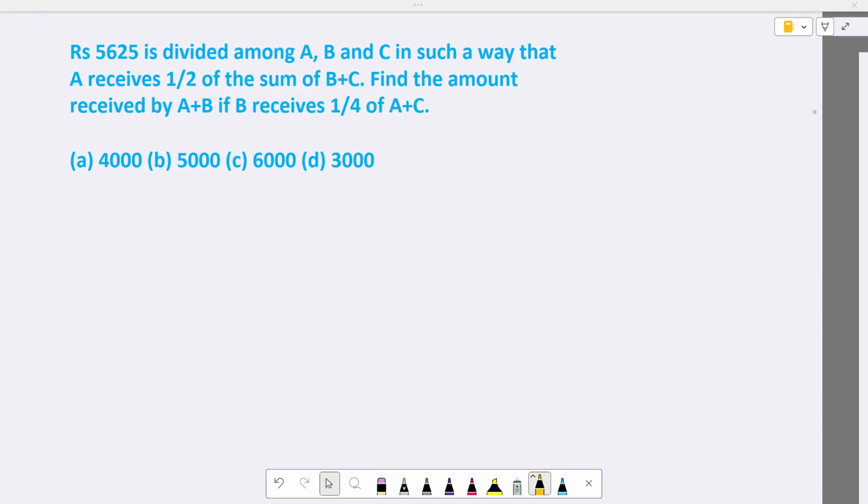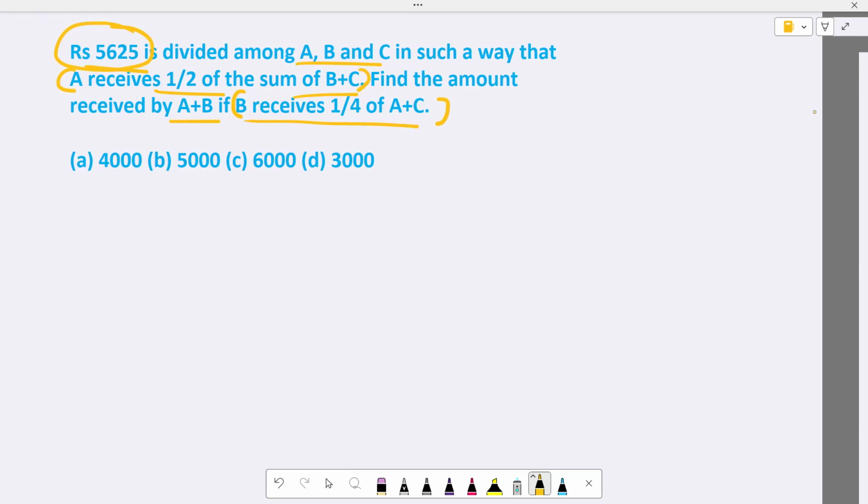It says that rupees 5,625 is divided among A, B, and C in such a way that A receives half of the sum of B and C. Now they are saying find the amount received by A plus B if B receives half of A plus C. So the two pieces of information given to us are that A receives half of the sum of B and C, and B receives 1/4 of the sum of A and C. And another part, this is the value that is given here.